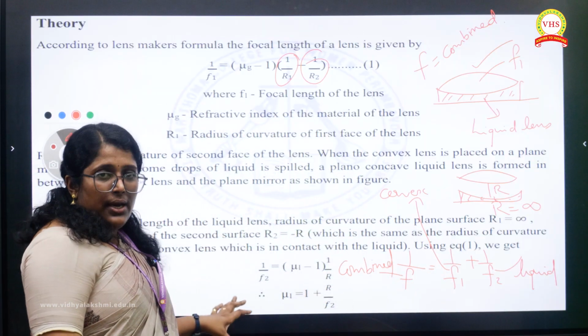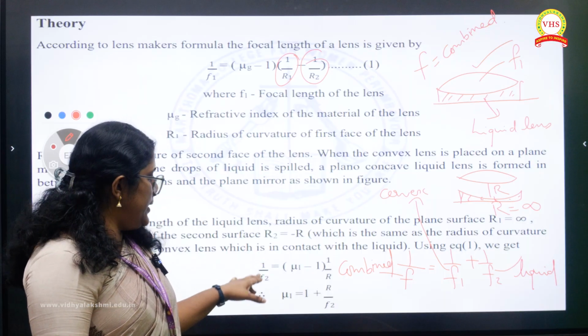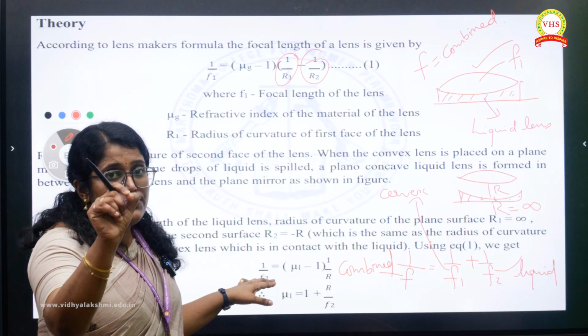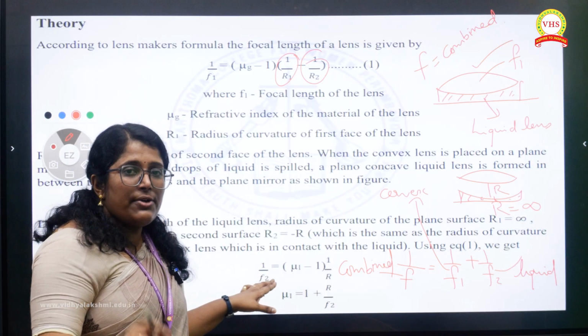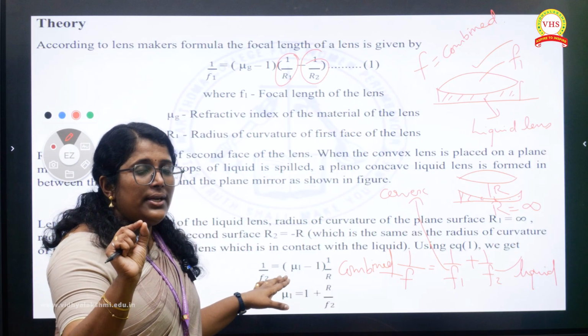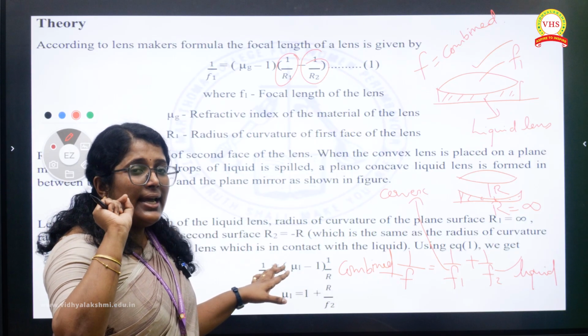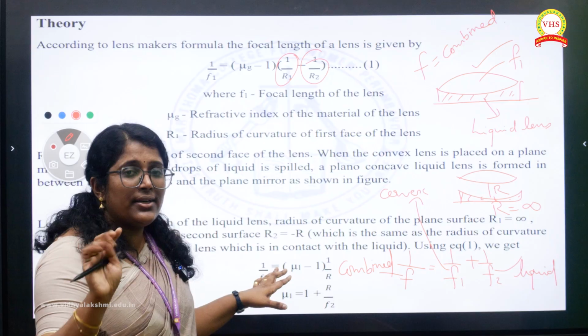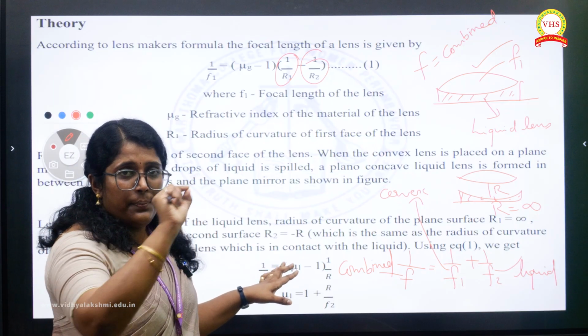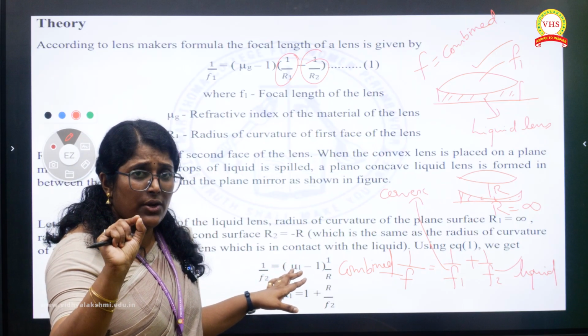Apply the lens maker's formula in the expression for F2 alone. What is F2? F2 is for that particular liquid lens alone, without the lens and the plano-concave lens. No, that's alone without the lens.